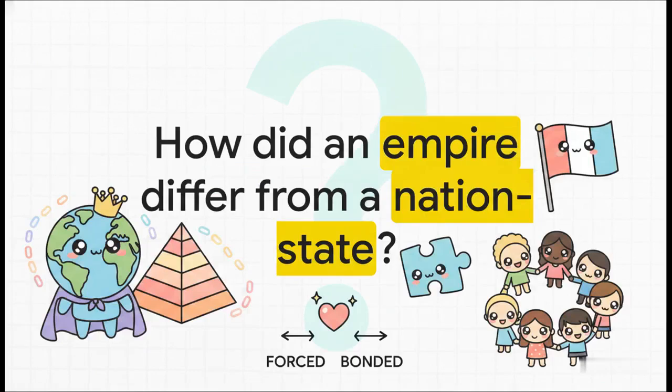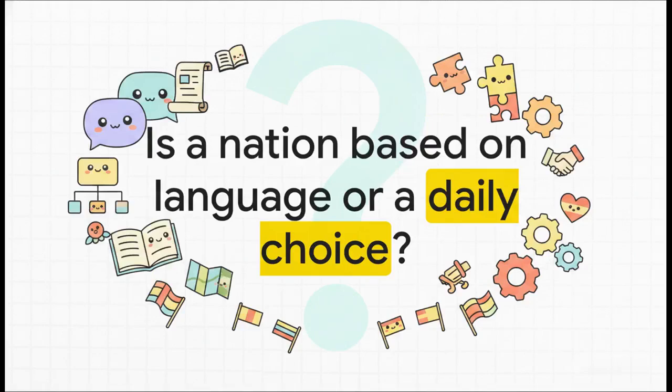Question 2. What was the major difference between being a subject in a sprawling, dynastic empire versus being a citizen in a modern nation-state? Consider what naturally bonds people together versus what forces them together. And question 3, a lingering thought to leave you with for our next class. Looking back at Renan's philosophy, is a nation simply about your background and language, or is it a daily, conscious choice driven by shared devotion and a will to build a future together?